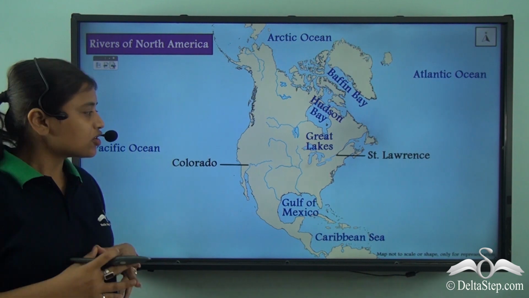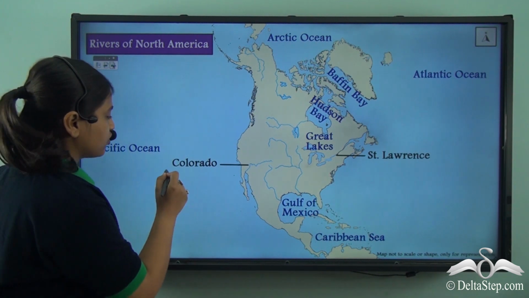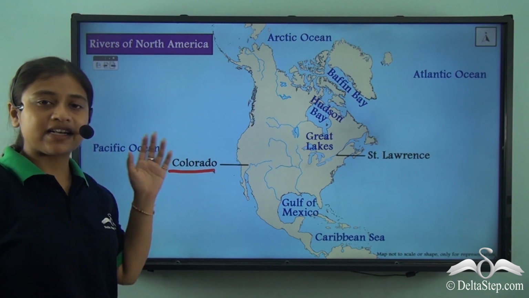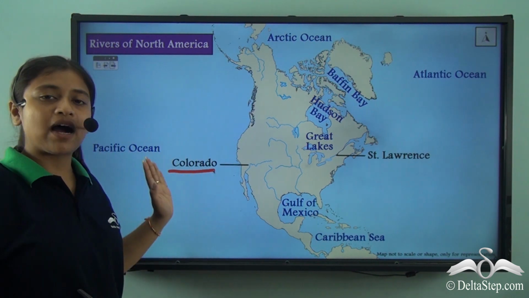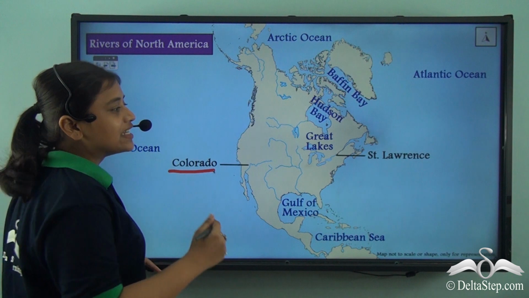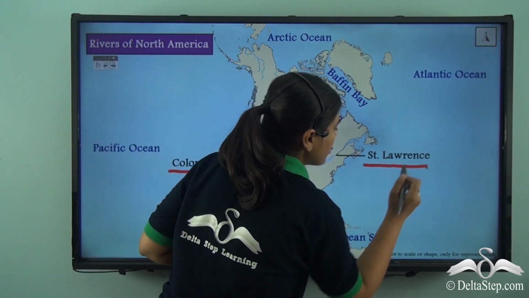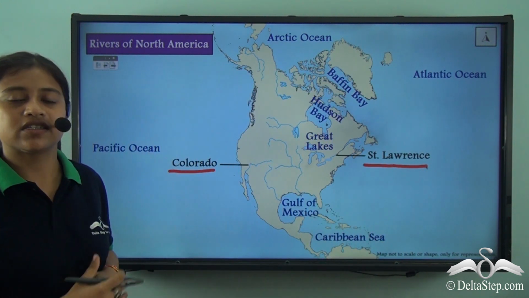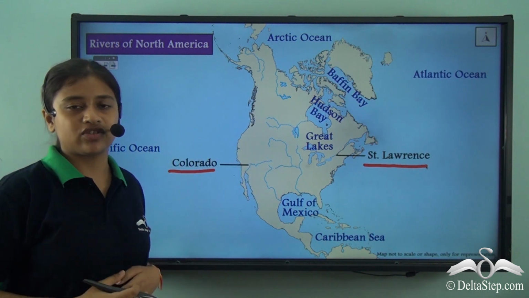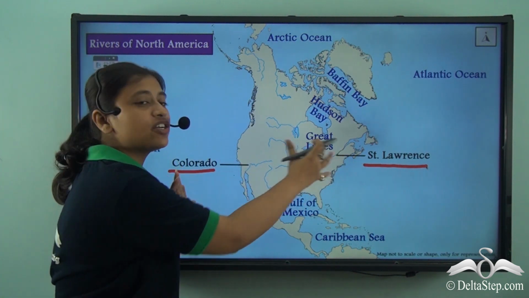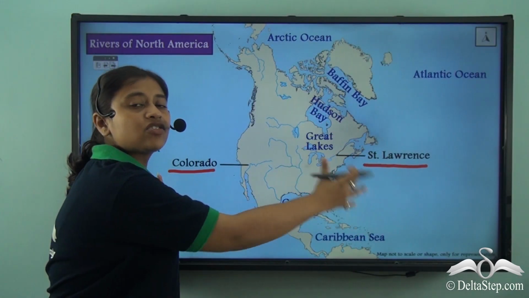So you see, starting from Colorado, that flows into the Pacific Ocean on the western part of the continent, we have St. Lawrence River on the eastern side of the continent flowing into the Atlantic Ocean. So we see that two major rivers are flowing into two largest ocean bodies.